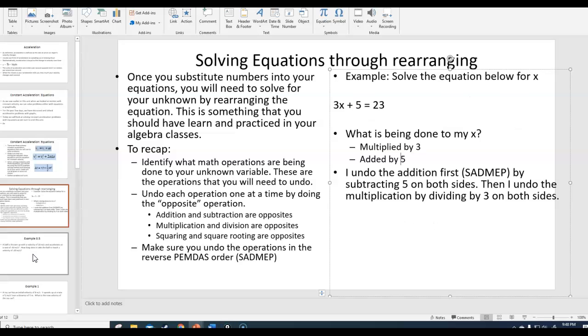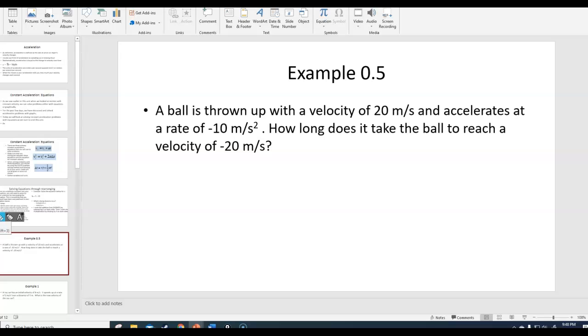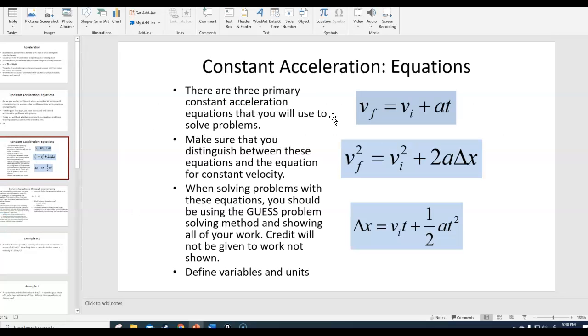Okay, so example 0.5. Make sure you have those 3 equations written down in your notes, because again, we're going to be referring back to these and using these 3 equations to solve the problems. You don't need to memorize these equations because I would give them to you on a test or on an assignment. But for right now, just for these examples, make sure you have these written down.